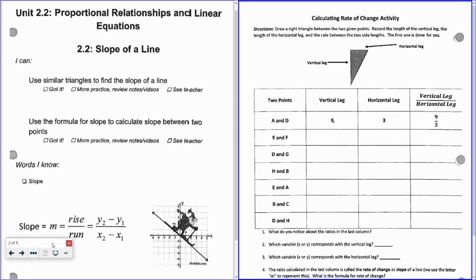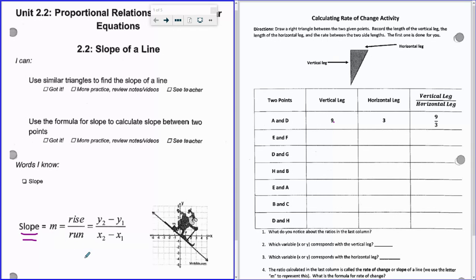Right, so in this video, we are going to talk about slope of a line. The word slope is represented with the letter M, and in our previous unit, we used the word COP, constant of proportionality. Now we're going to call slope the ROC, which stands for rate of change. And that's the same as slope.